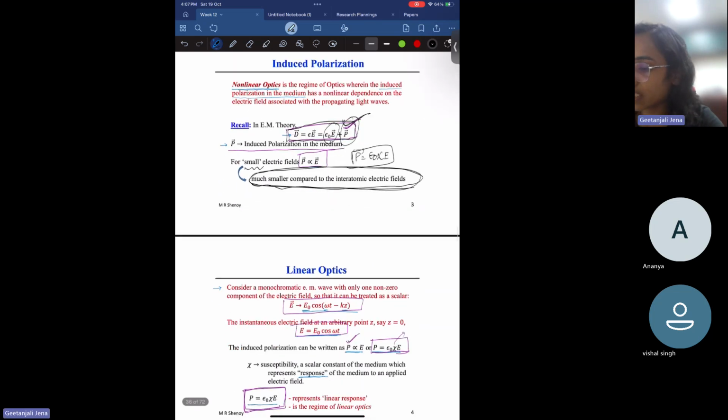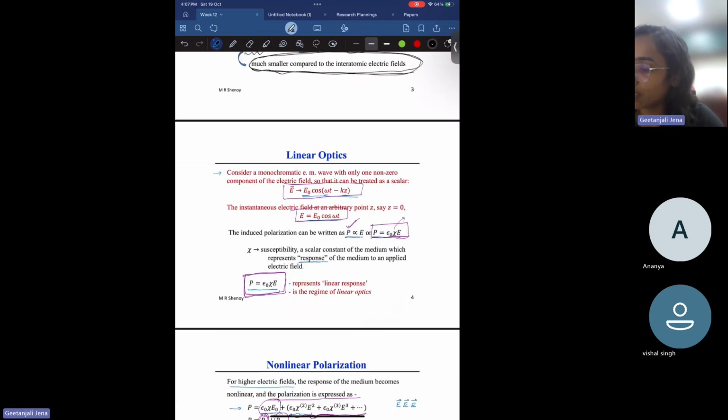Let us see how this electric field comes into the picture. Let us take one monochromatic wave with a single frequency, omega. Please remember these small expressions because they are crucial to solve the problem. For a monochromatic electromagnetic wave, the electric field is E equal to E0 cos(omega t minus kz). The instantaneous electric field at a point, let's say you take z equal to 0, is given by E equal to E0 cos omega t.